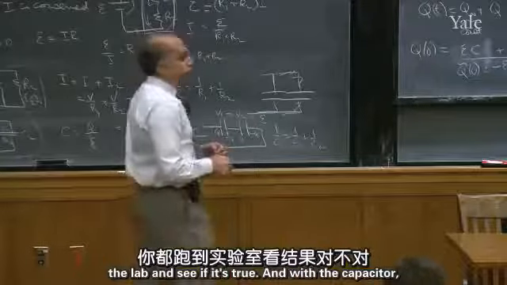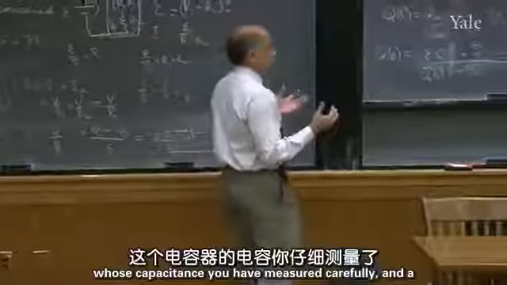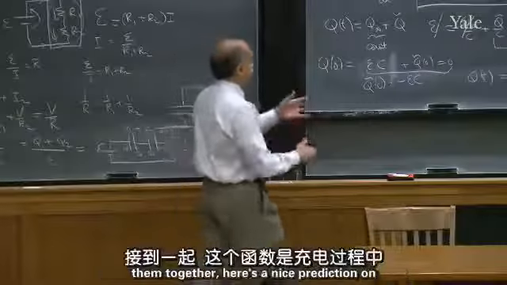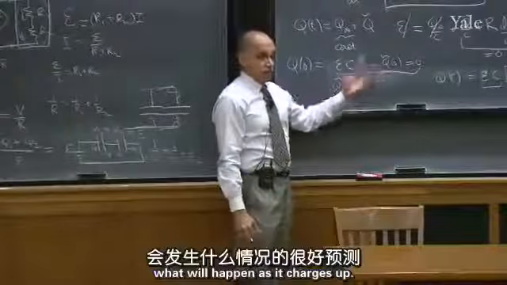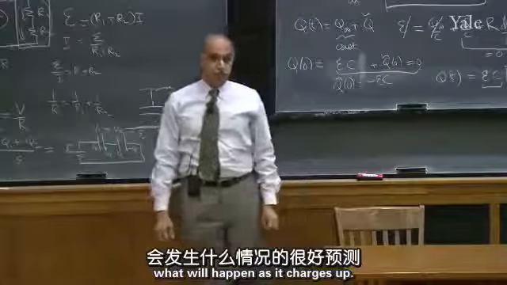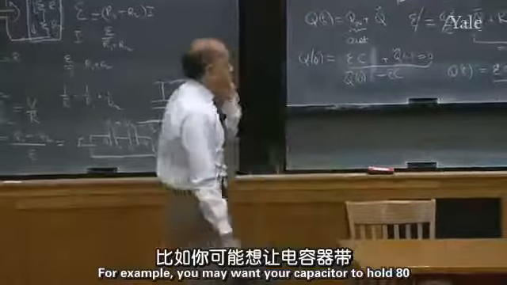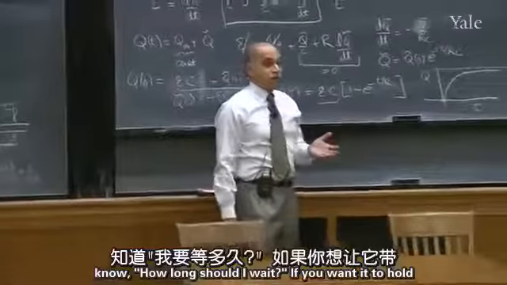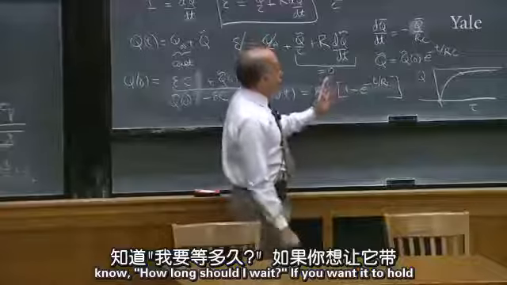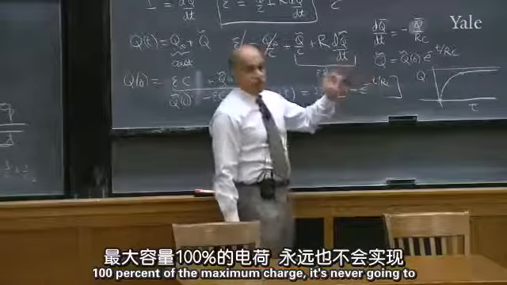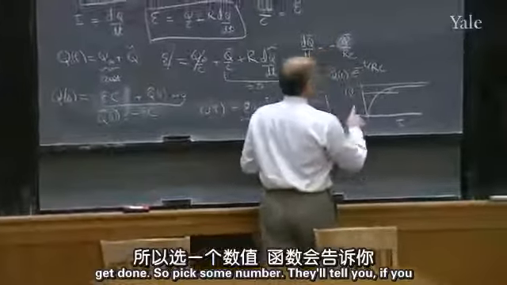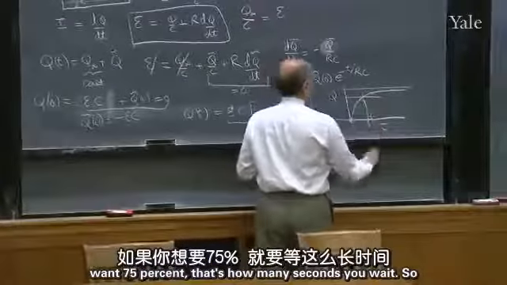With a capacitor whose capacitance you had measured carefully, and a resistor which you had measured carefully, you put them together. Here's a nice prediction of what will happen as it charges up. For example, you may want your capacitor to hold 80% of its maximum charge, and you may like to know how long you should wait. If you want it to hold 100% of the maximum charge, it's never going to get done. So you pick some number, and if you want 75%, the equation tells you how many seconds you wait.